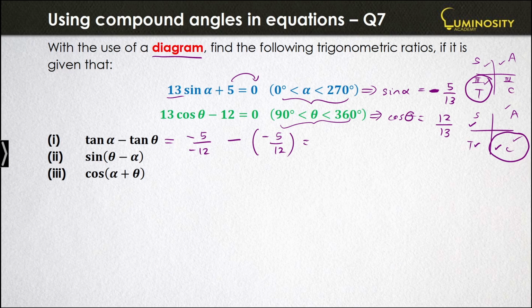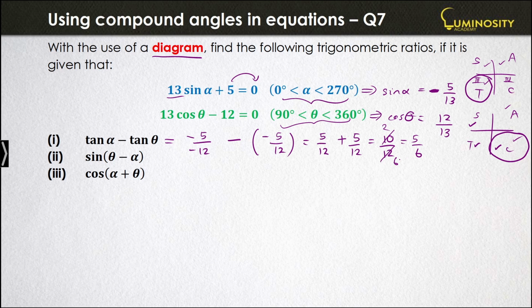So we've got to make sure we do our algebra very carefully here. Negative 5 over negative 12 is positive 5 over 12. And then minus minus becomes plus 5 over 12. So we have two amounts of 5 over 12, so they are 10 over 12. And we can simplify that. 2 goes into 10 5 times, 2 goes into 12 6 times. So that's 5/6.